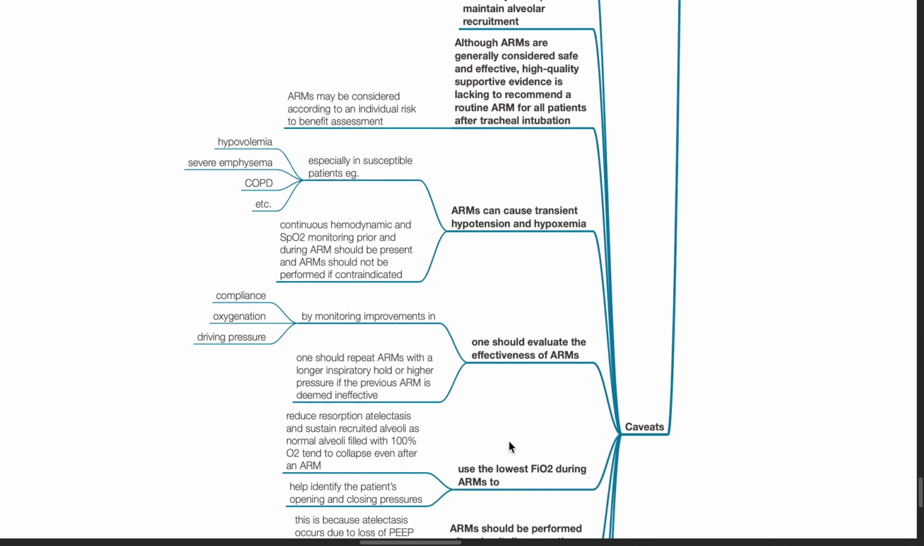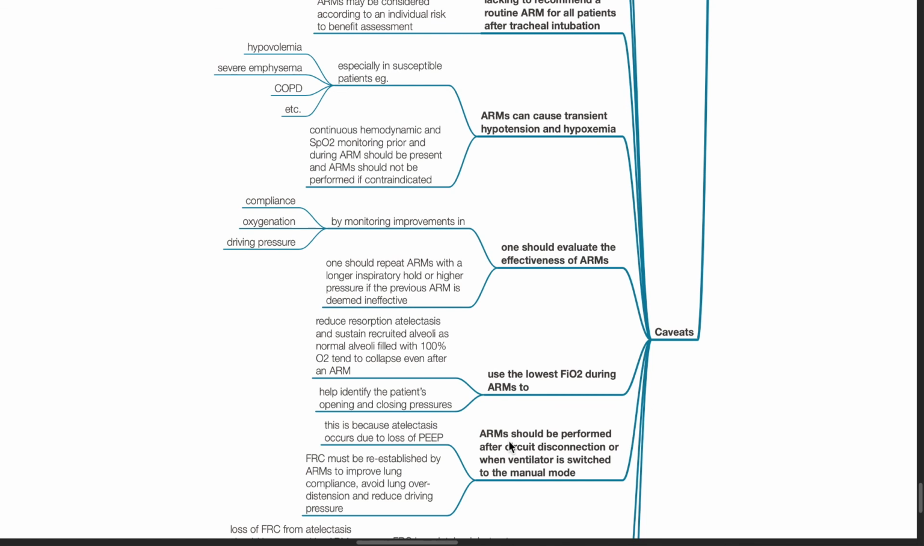ARMs can cause transient hypotension and hypoxemia, especially in susceptible patients, such as those with hypovolemia, severe emphysema, and COPD. Continuous hemodynamic and SpO2 monitoring prior to and during ARM should be present, and ARM should not be performed if contraindicated. One should evaluate the effectiveness of ARMs by monitoring improvements in compliance, oxygenation, and driving pressure. One should repeat ARMs with a longer inspiratory hold or higher pressure if the previous ARM is deemed ineffective.